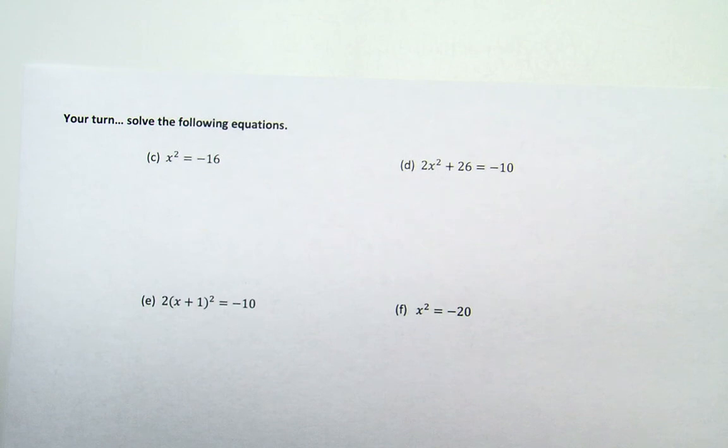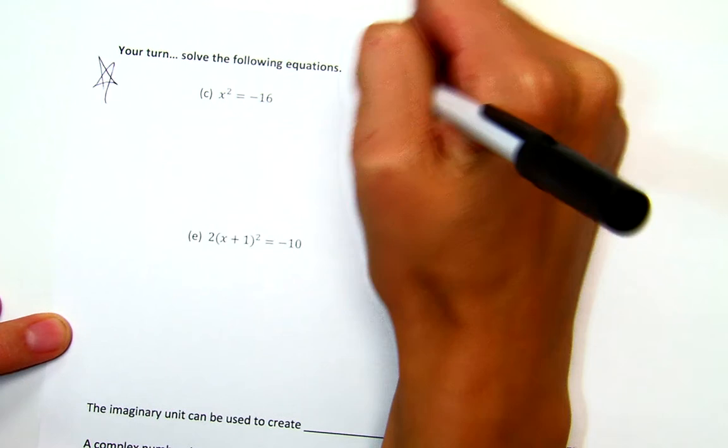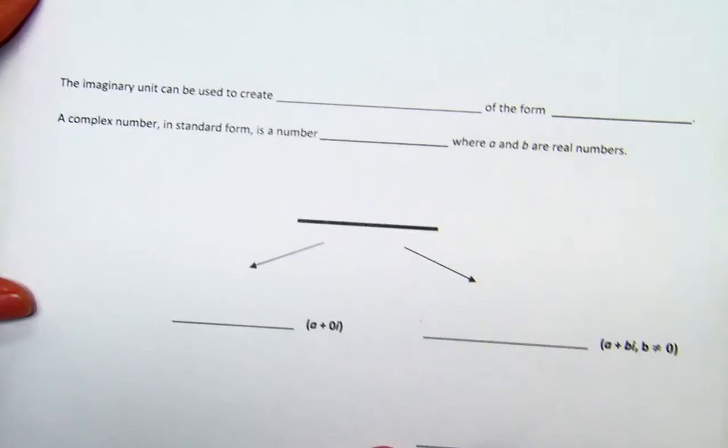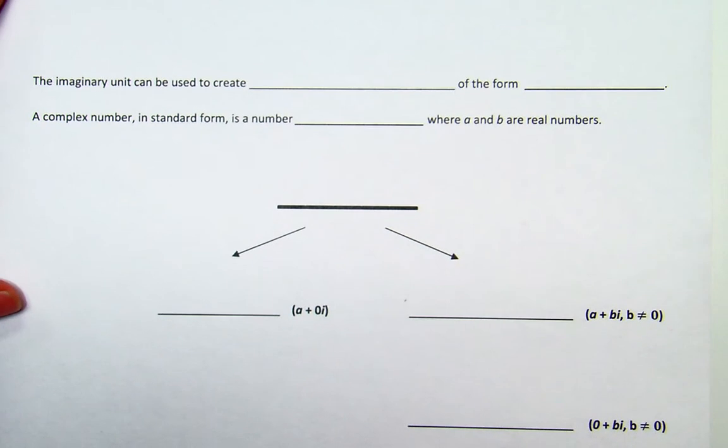But for right now, we're going to continue on with the notes, so make sure you star and highlight that you're going to want to come back to those 4 problems. And we're going to continue on with our notes and building on the imaginary unit.